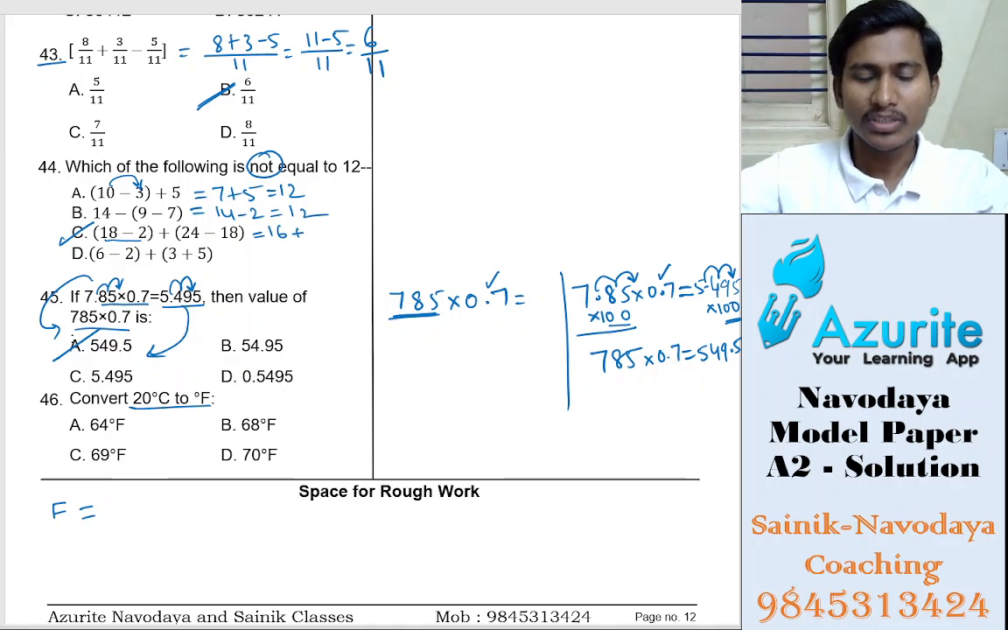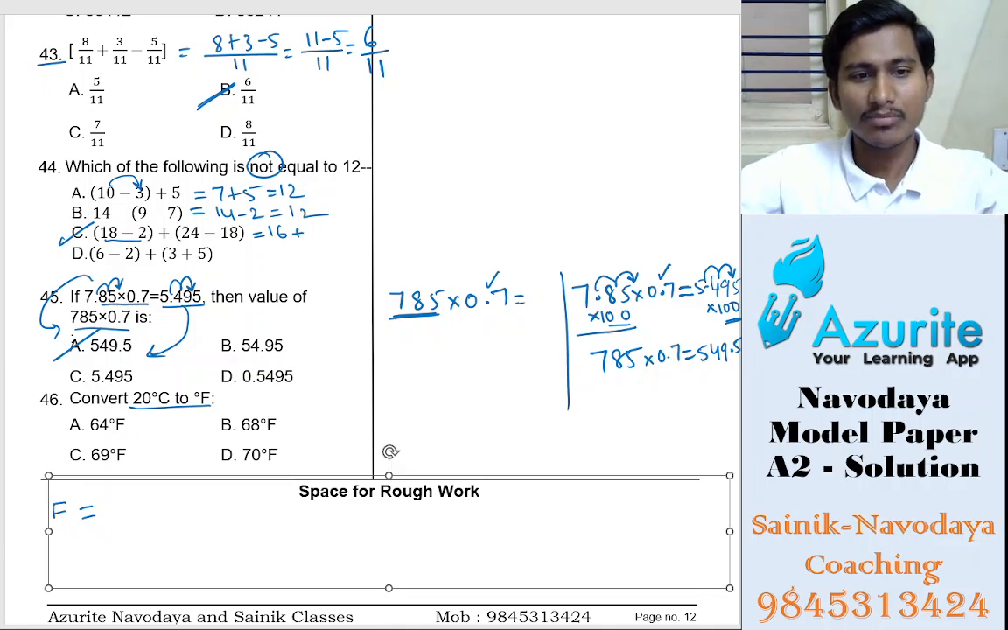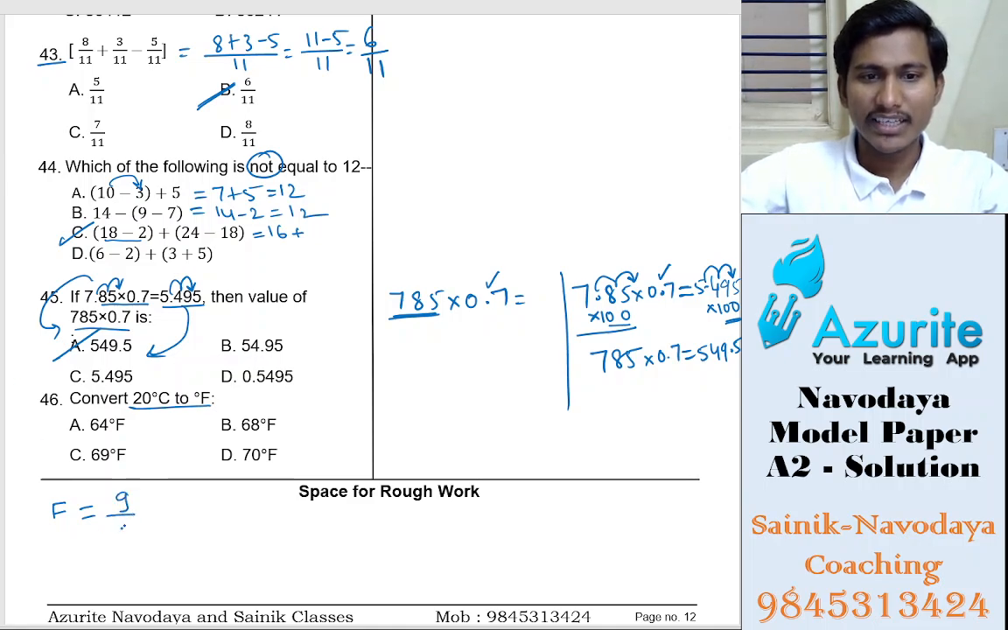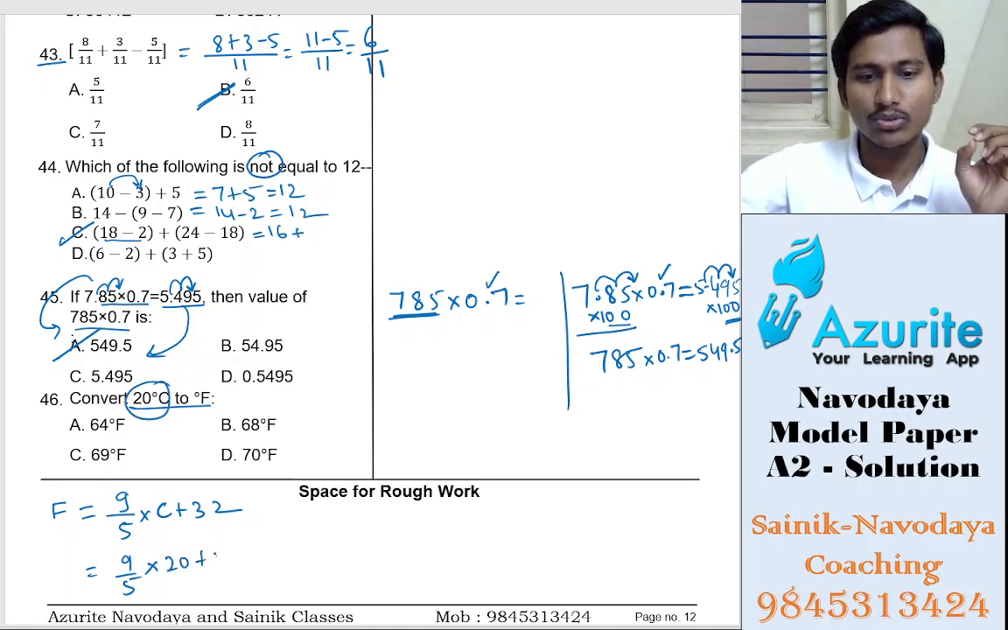So what is the formula here? Fahrenheit is equal to 9 by 5 times Celsius, plus 32. Here, 9 by 5 into the Celsius value, which is 20, so write 20 here plus 32. Now if you cancel it, you will get the answer.